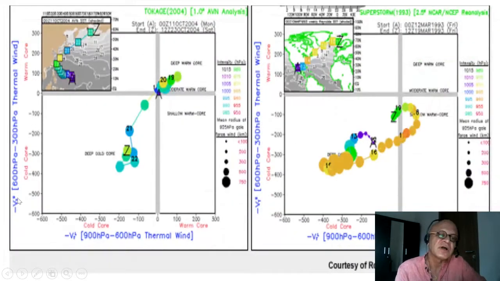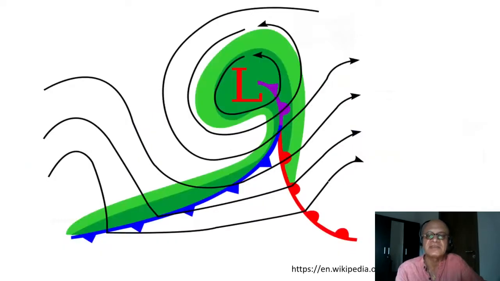This is the upper and lower thermal wind depiction for Tokage and the superstorm of 1993, again mostly in the cold core space and then transitioning by occlusion into the warm core and then demising into a cold core space again. So this kind of detailed transition is only possible when you do this cyclone phase space, and that's the main idea. This is just the depiction of how occlusions occur.